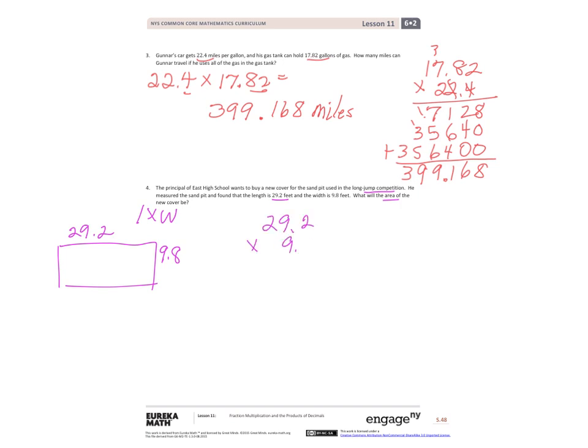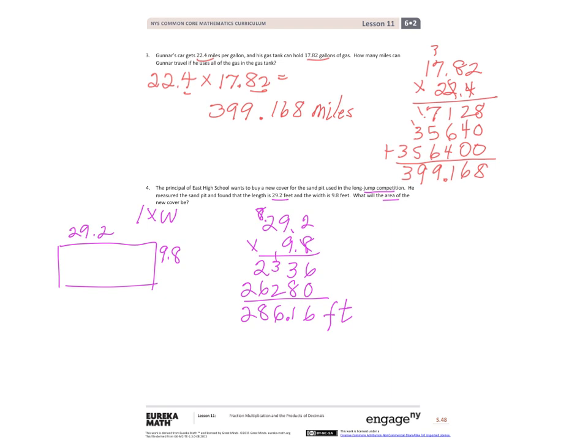29.2 times 9.8, 1673. There's 23. Put a 0 down, placeholder. 18 plus 8 is 26. So 6, 11, 6, 8, 2, and I'm going to have a placeholder of 2. So let's see if we get 286 and 16/100 of a foot is the total.